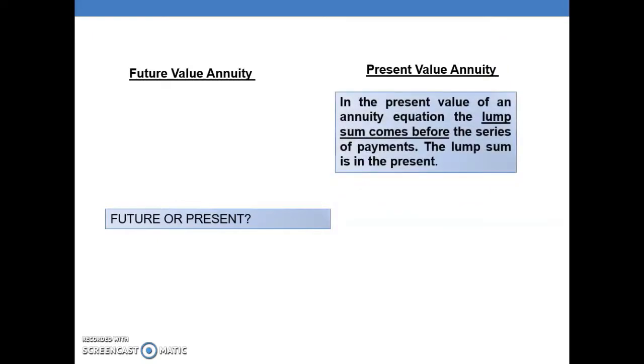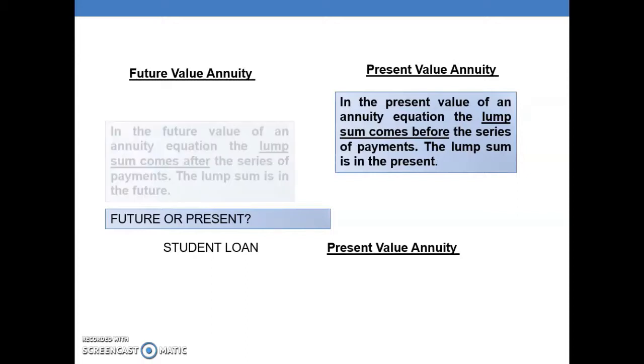And also remember that in the present value of an annuity equation, the lump sum comes before the series of payments, and the lump sum is in the present. A very good example of that you have learned is a student loan, right? So a student loan is an example of a present value annuity.